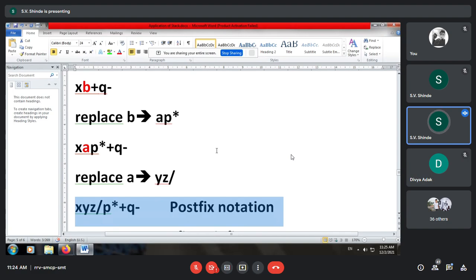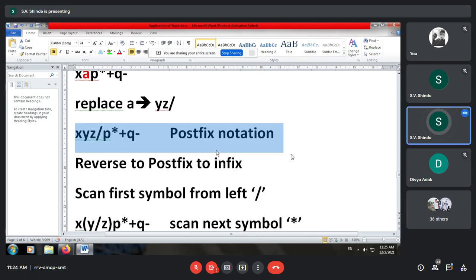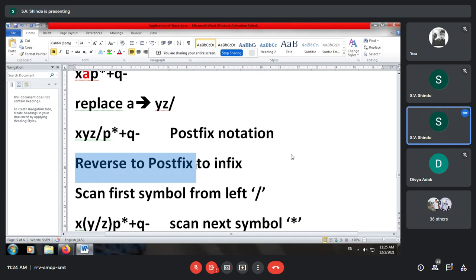We'll see this in expression evaluation, but prior to that, we'll learn one more thing, that is how to convert these postfix notations back to the infix one. So again, we have the method. We have to reverse it, from postfix to infix.